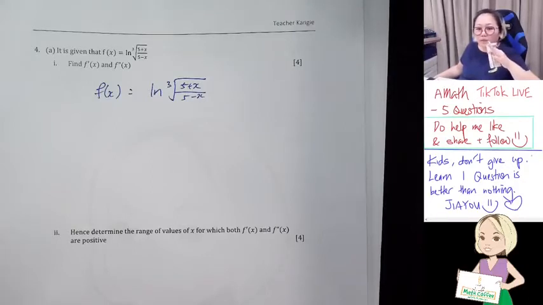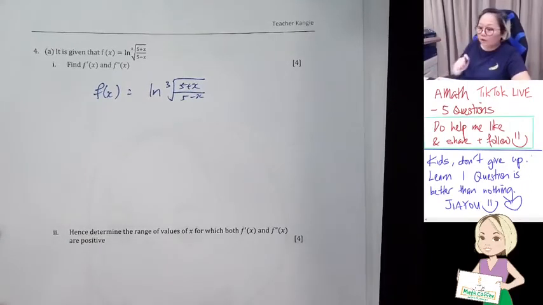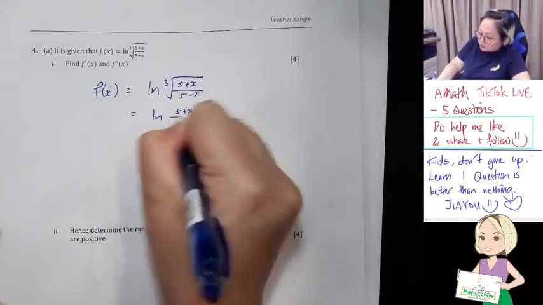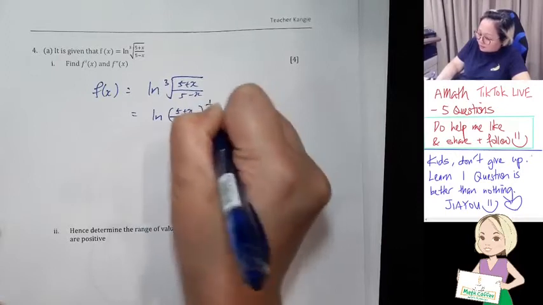Yes, well done. Separate it using the ln property first. Yes, change to power 1/3. A lot of students see the cube root and they struggle. So you need to know your logarithm laws. So this is a cube root. So put ln of (5 plus x over 5 minus x) to the power of 1/3 first.